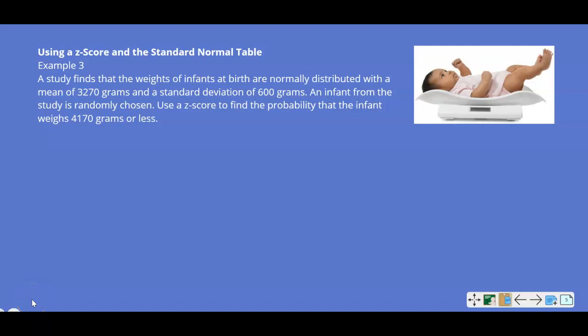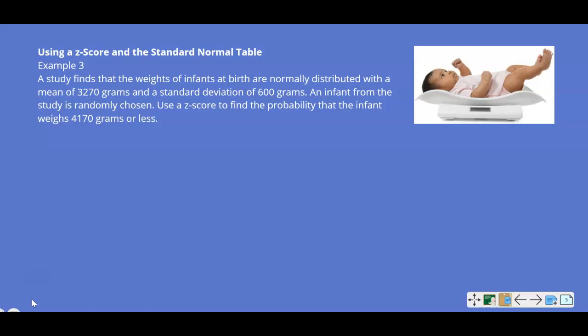We are going to continue with using normal distributions. We are on part 2, and this is example 3, using a z-score and a standard normal table. A study finds that the weights of infants at birth are normally distributed with a mean of 3,270 grams and a standard deviation of 600 grams.